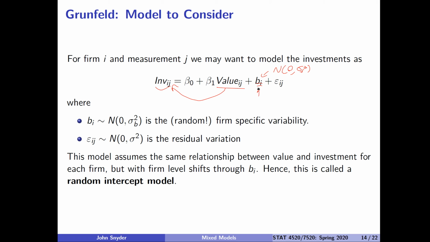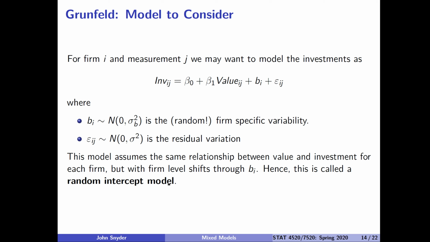All this number does, because it has nothing to do with value, is shift the investment number up and down. But the relationship between value and investments is the same, and that is controlled by beta 1, whatever that's estimated to be. Because of this shifting up and down, I want to reiterate that this model is called a random intercept model: we have a random effect that shifts the intercept up and down, because it has no covariates. When we have a random value in here, it combines with beta 0 to give you a new intercept, specifically one that is random, hence random intercept model.